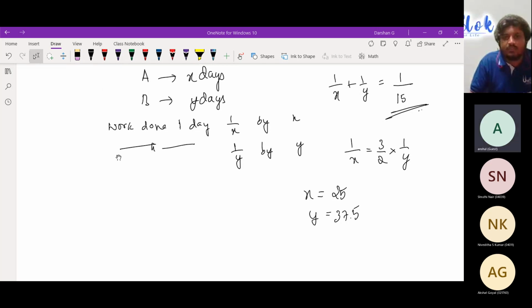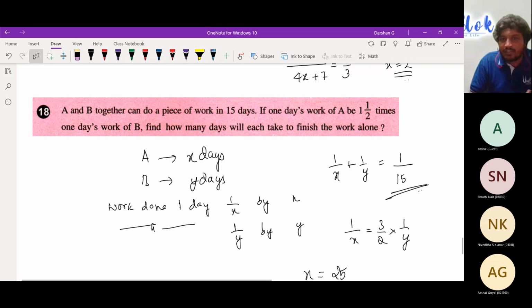If there is any other question, yes. A can do the work in how many days? See, A does it in 25 days alone. Sir, in this case, will 1 by A multiplied by 3 by 2 equal 1 by B, or is it the other way around? Who is faster, A or B? B is slower, right?